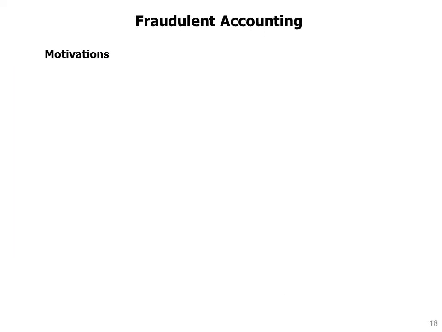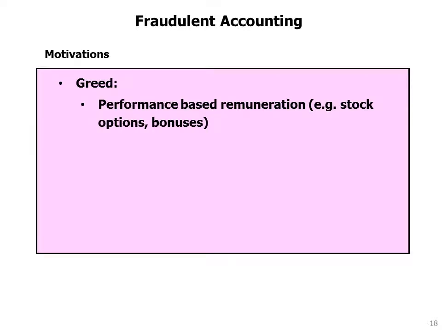And then we've got fraudulent accounting. So all of those are choices which are legitimate. They are termed creative accounting, but they're not illegal. With fraudulent accounting, the most common motivation is greed, particularly related to performance-based remuneration, stock options and bonuses, and fear: loss of job and wealth from the firm either failing or the company failing to meet its targets.